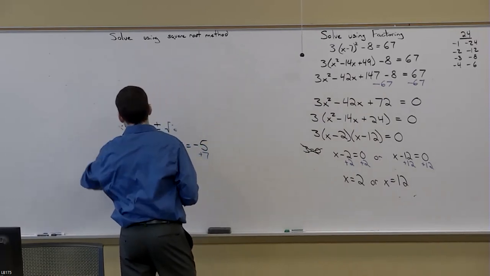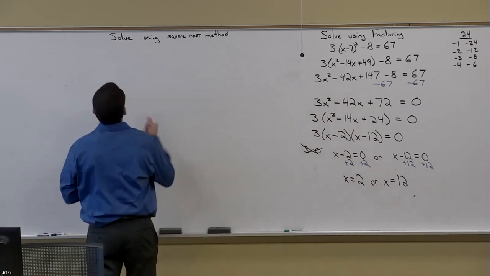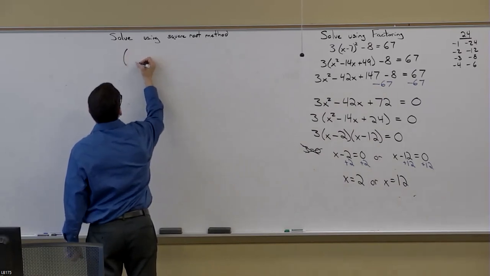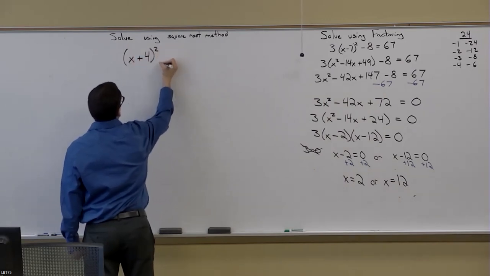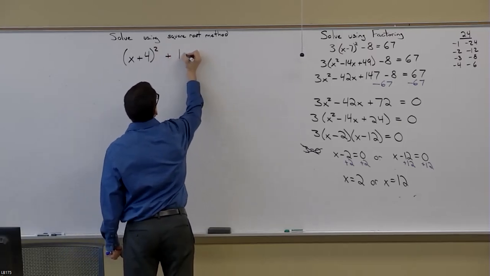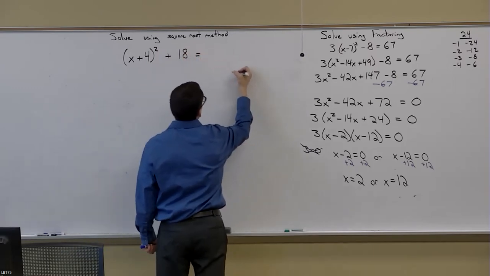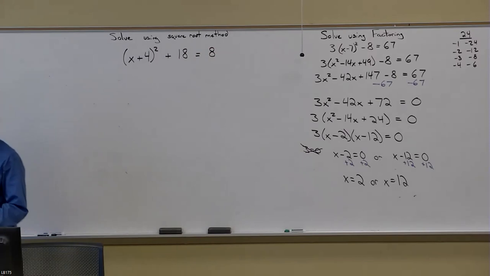Now let's do one other. Solve using the square root method. This one will be a little bit more straightforward. Let's take x plus 4 squared plus 18 is equal to 8. I want you to go ahead and solve that one using the square root method.